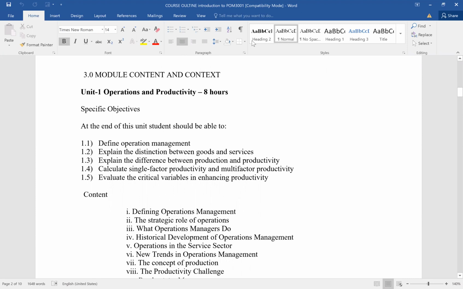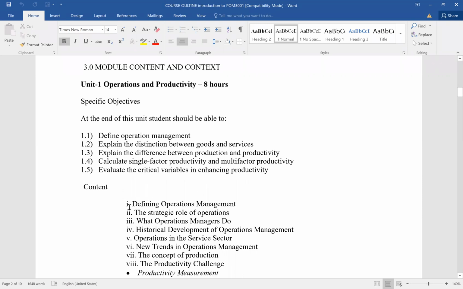So in terms of the module content in a little bit more detail. Unit 1, we're going to be looking at operations and productivity, right? At the end of this unit, you should be able to, as I said, define operations management. You should be able to explain the difference between production and productivity. Now, there are differences between that, so you should be able to find that out. You should be able to calculate what's called single factor productivity and multi-factor productivity, right? Hence, you need your calculators, as I mentioned earlier, to be able to evaluate the critical variables in enhancing productivity.